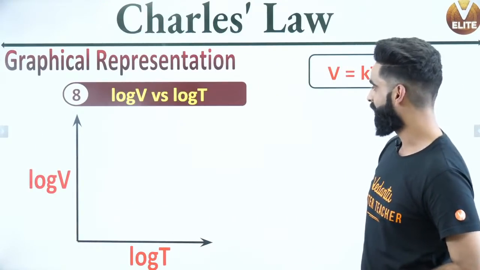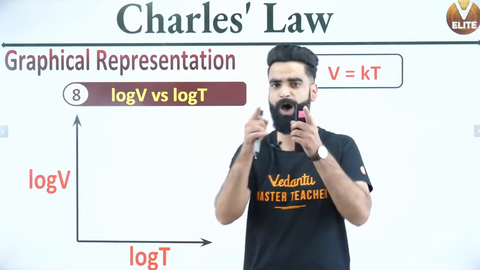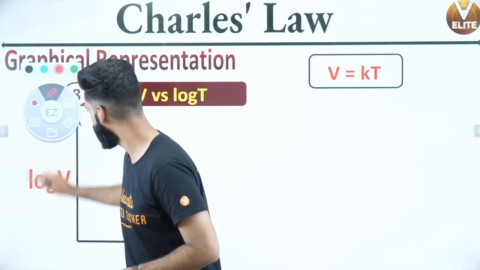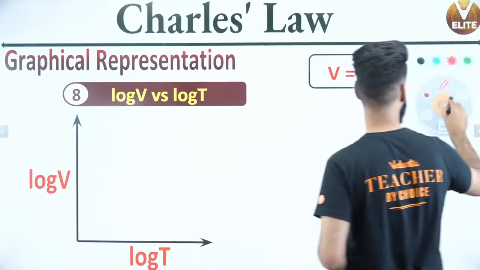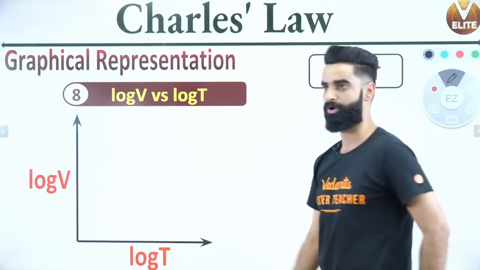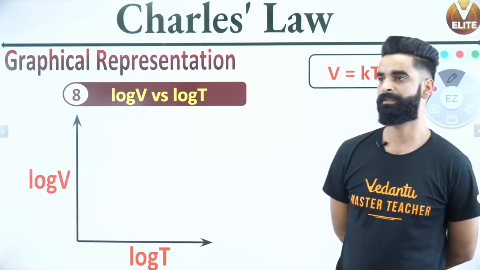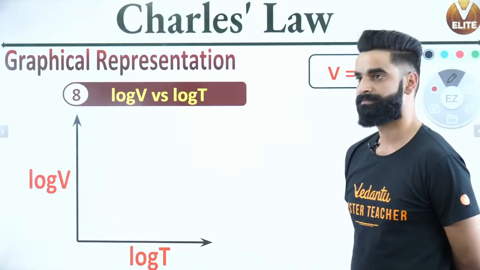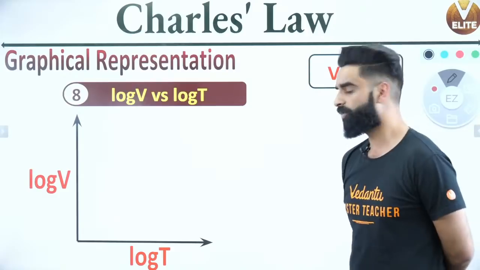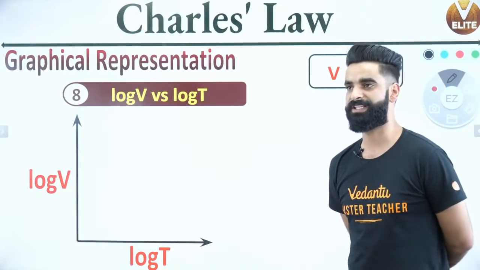Let's see if there is one more curve. Yeah, there is one more curve. That is between log of V versus log of T. Now, guys, you people are supposed to answer me this one. Tell me what should be the nature of the curve between log of V versus log of T. I'm waiting for your answer. What do you think? Just hit the chat box with the answer.